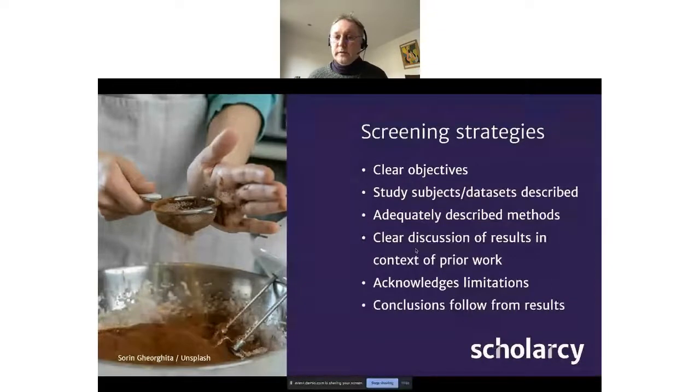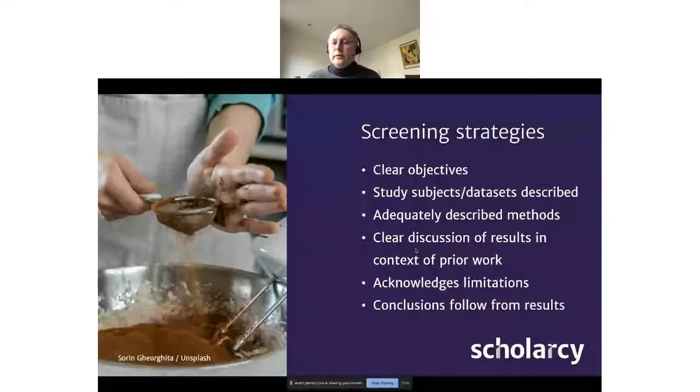Could you do this yourself? Could you repeat this if you had the data? And the methods, again, are these repeatable methods? Is there enough information to reproduce what the author is describing? Or is this described in a supplement somewhere if it's not in the main paper?